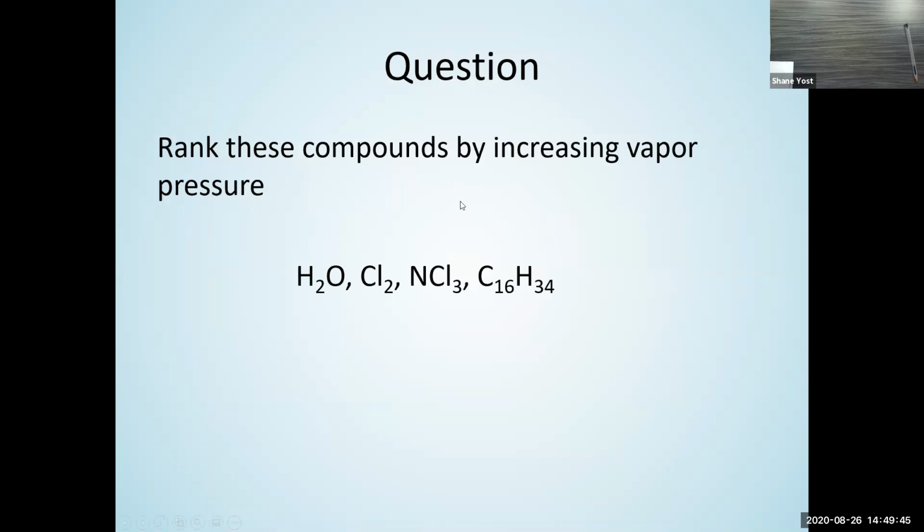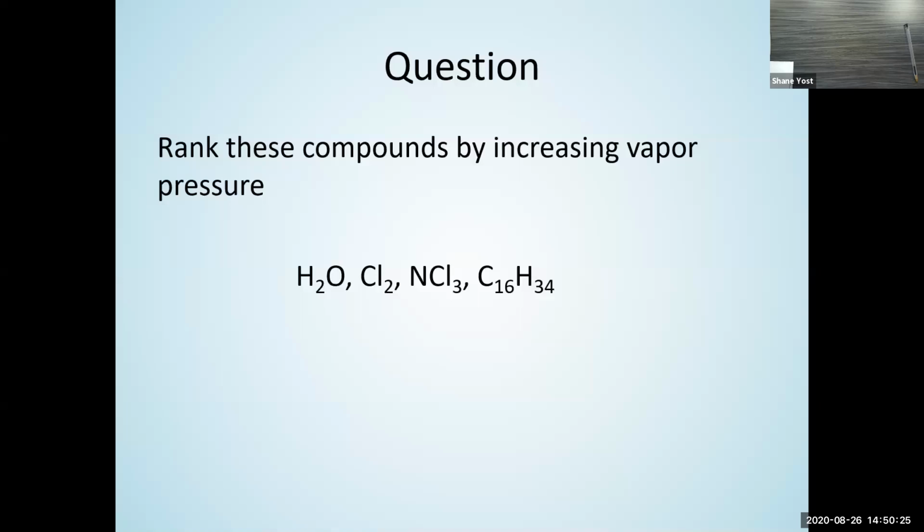So now let's rank these compounds by increasing vapor pressure. I have four different compounds here. I want to know what has the highest vapor pressure and what has the lowest, so lowest to highest. As we talked about, compounds with stronger intermolecular forces have lower vapor pressures, and compounds with weaker intermolecular forces have higher vapor pressure.